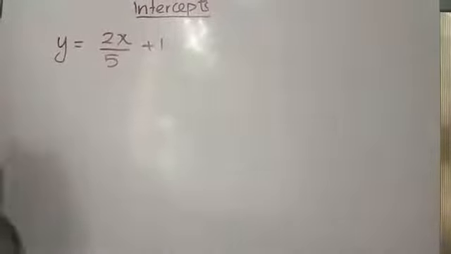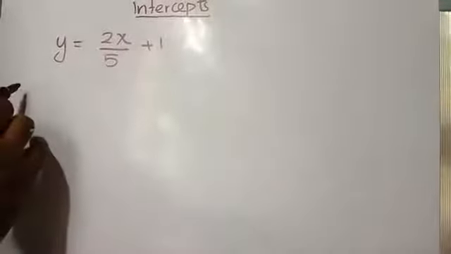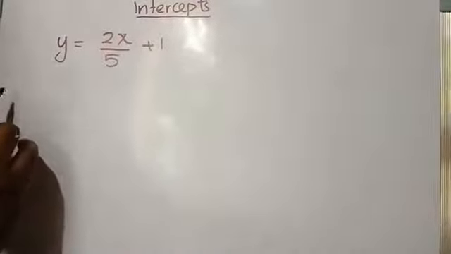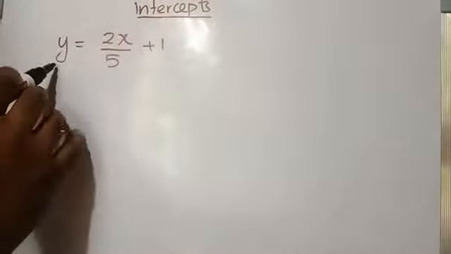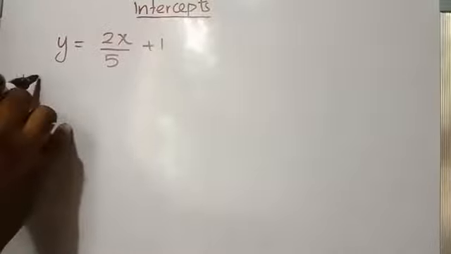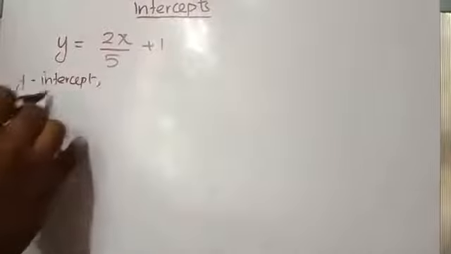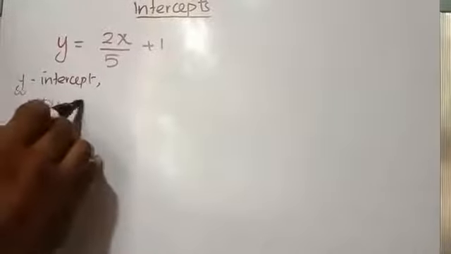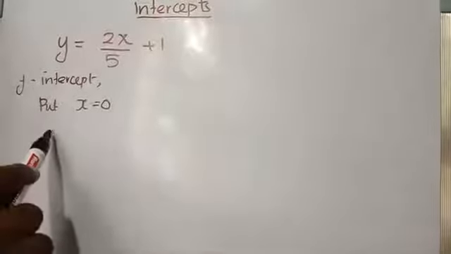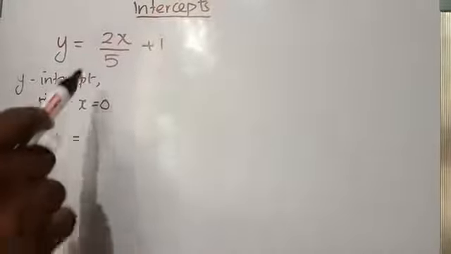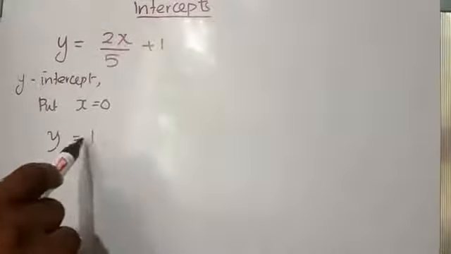Next, y is equal to 2x by 5 plus 1. So here to find y-intercept and x-intercept is the question. If you want to find y-intercept, what do we do? Put x is equal to 0. So when you put x is equal to 0, we get y is equal to 2 times 0 by 5, that is 0, this term becomes 0, plus 1. So y is equal to 1.